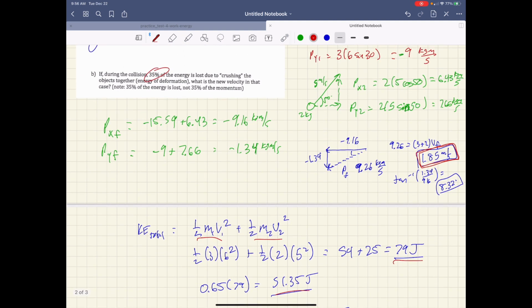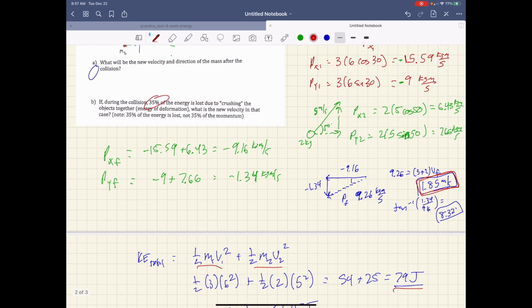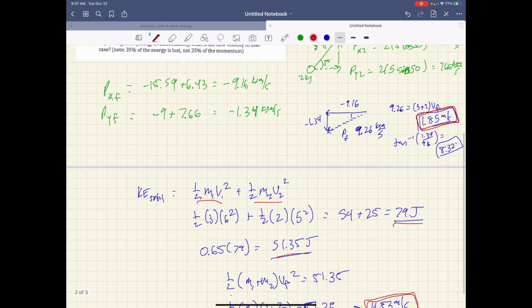In fact, I did the math real quick. In the actual problem as written, approximately 90% of the kinetic energy is lost in order to bind these two objects together. It's actually a 90% energy loss, and then when you get down to question B, it's saying, hey, what if it's only 35%? So that's how we want to read that.